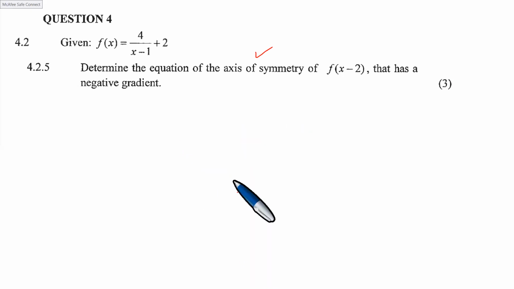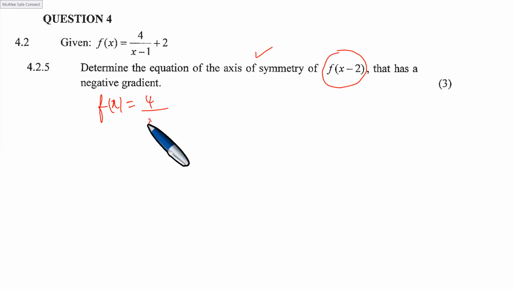Now they've given us this f of x minus 2. So we plug it in there. So this is f of x, which is 4x minus 1 plus 2. We have x minus 2 here, which is 4.